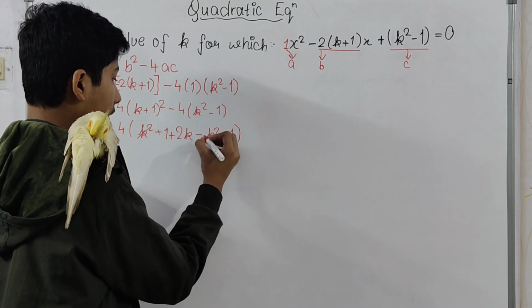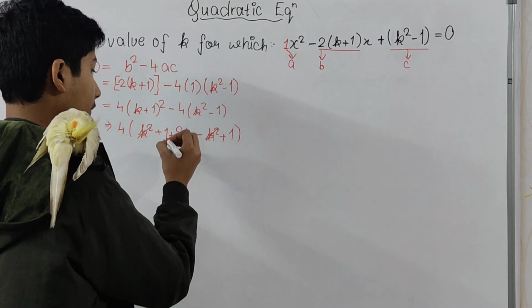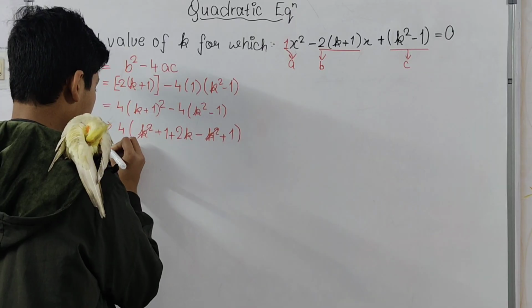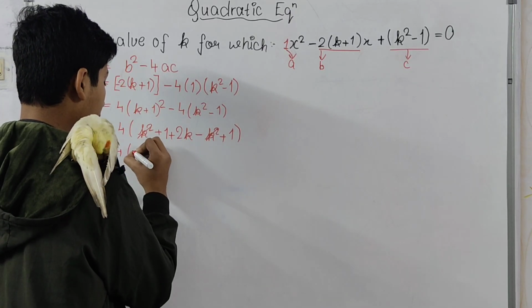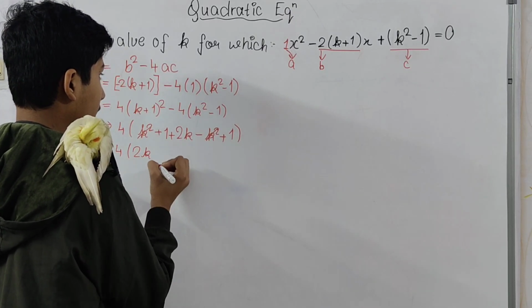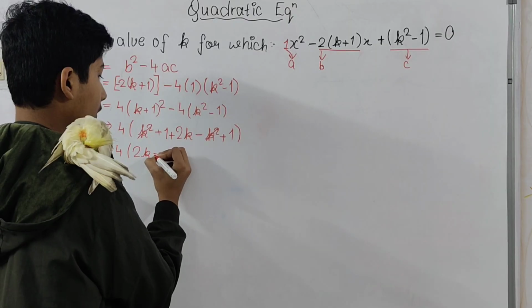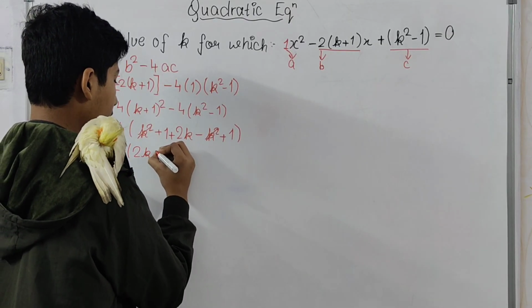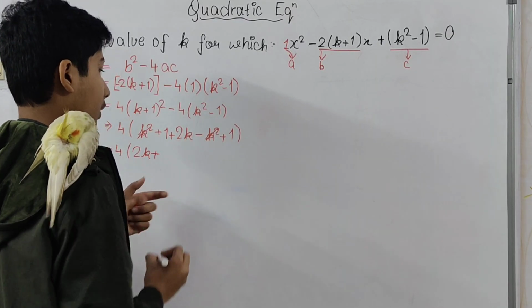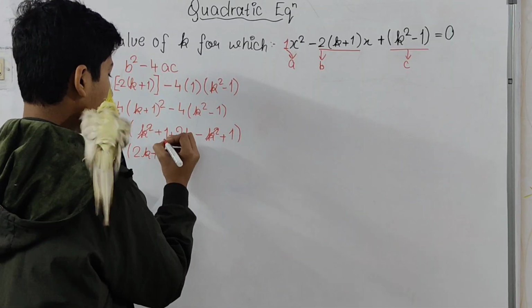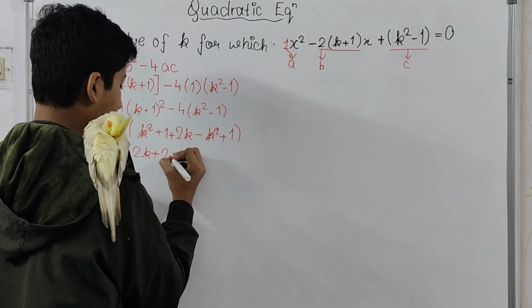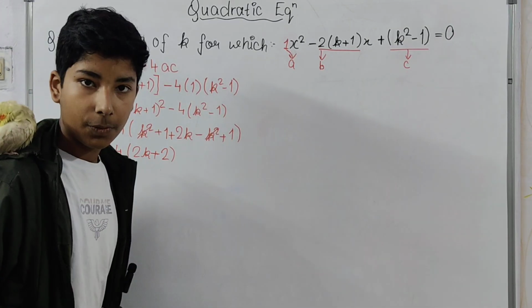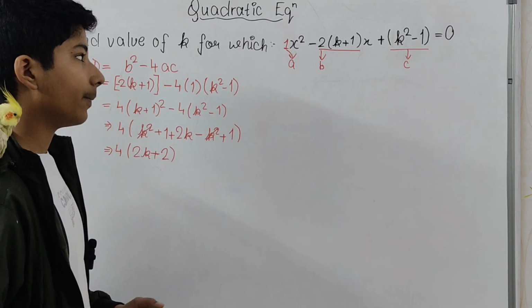So k square cancels, 1 and 1 make 2. So 4 into 2k plus, because this sign is changed, 1 and 1 will become 2. 2k plus 2, into 4. This is the value of d.